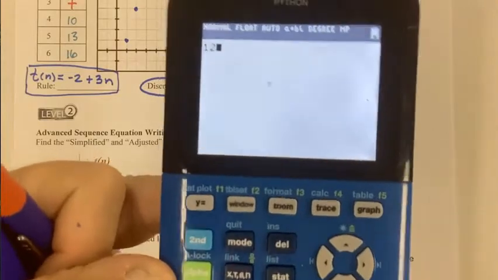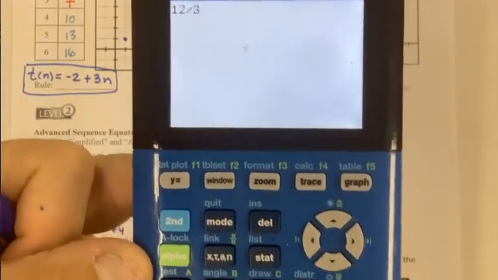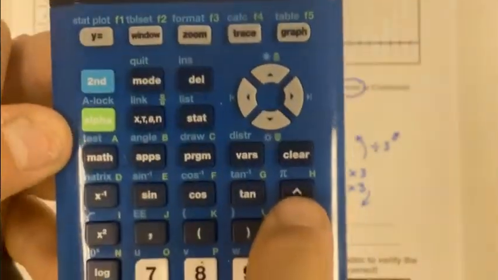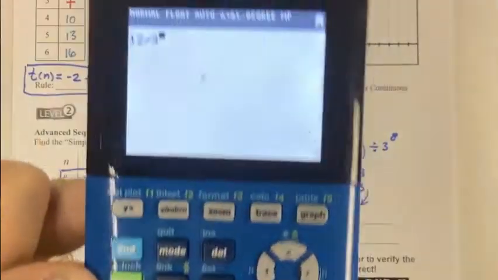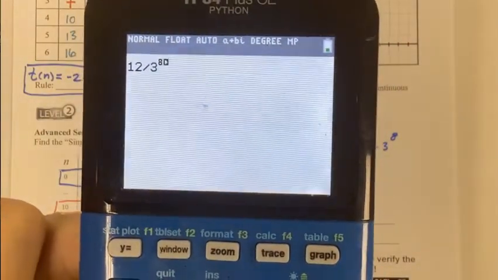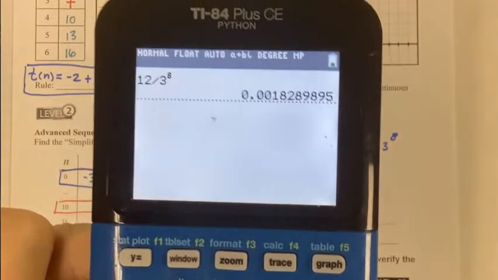12 divided by 3 to the power. Now the exponent button is right here. It's right below your clear key, so press that button, and then power of 8. And I get this weird decimal. So that's not going to be very easy to write.